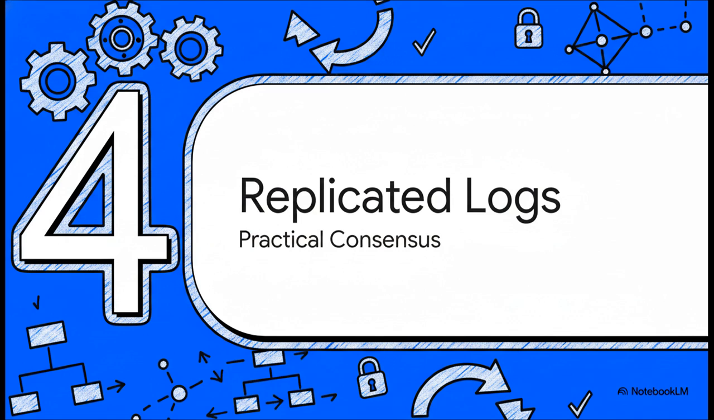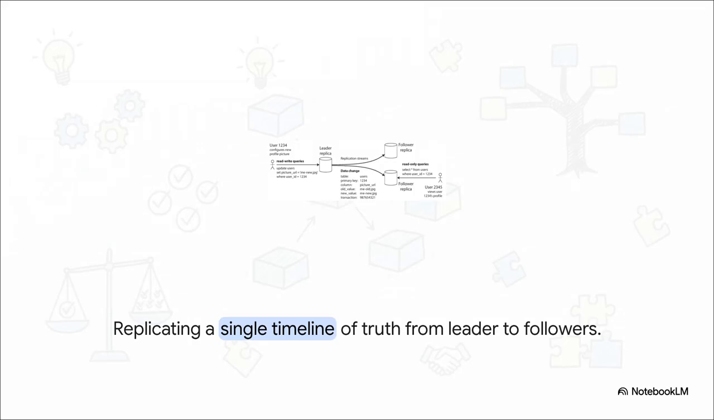Section 4, replicated logs and flow. Practical consensus. At the end of the day, it's really all about state-machine replication. Just think of the replication log as a single timeline of truth. If your leader node appends a sequence of write commands to its log, and the follower nodes replicate that exact same sequence in that exact same order, well, every single node will independently calculate the exact same final database state.